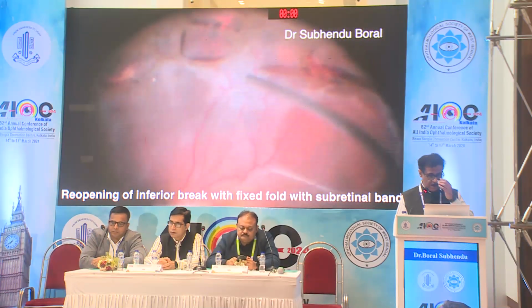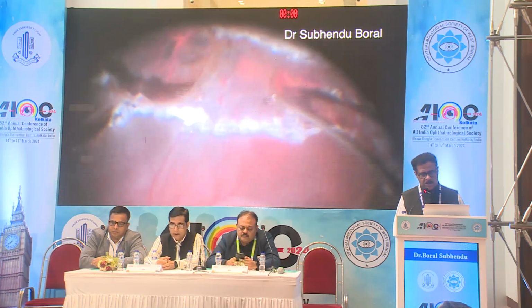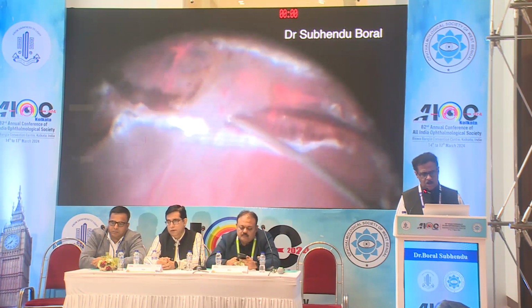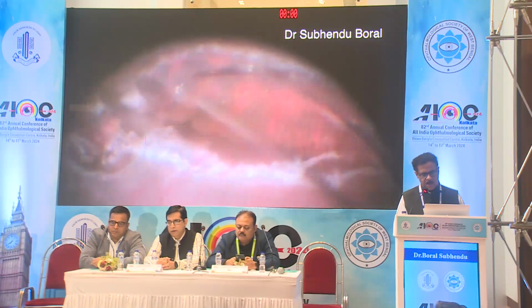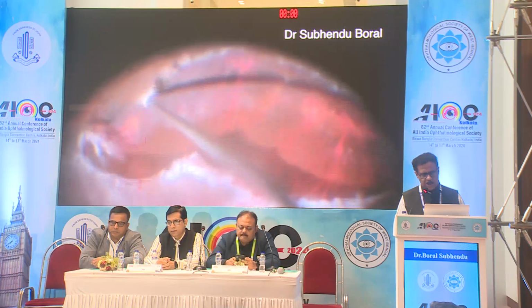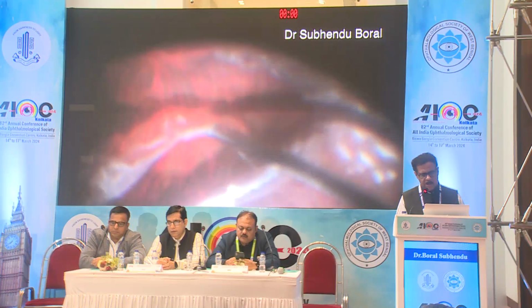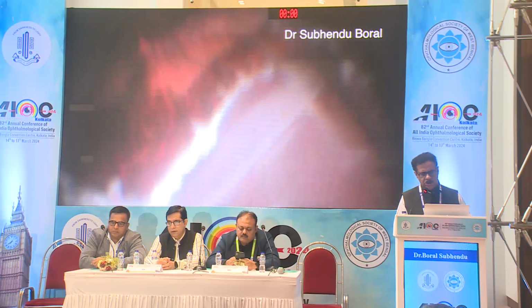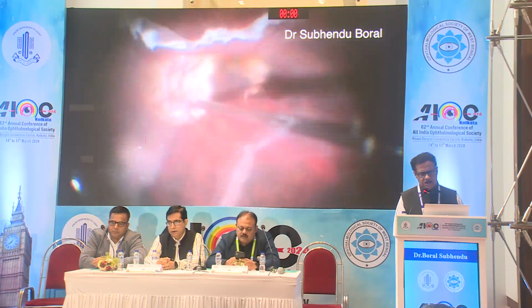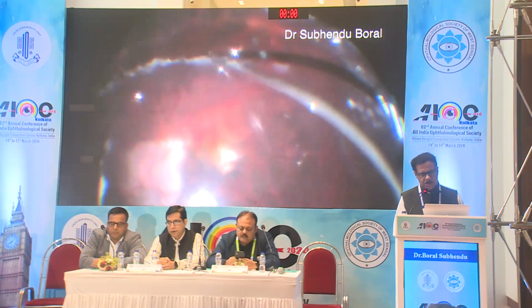Another is if the break is already inferior, and you can see a very large taut retina inferiorly, you have to make a large relaxing retinectomy, and directly through this retinectomy area you can go subretinally and judge your subretinal sheet of membrane. Here sometimes it is present as a band, or sometimes as a whole sheet of membrane. So multiple layers of subretinal sheet of membrane or bands can be removed in a single go.